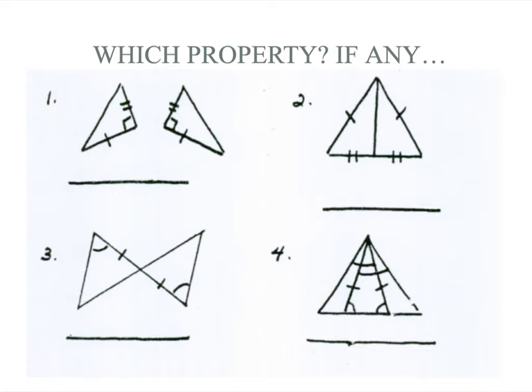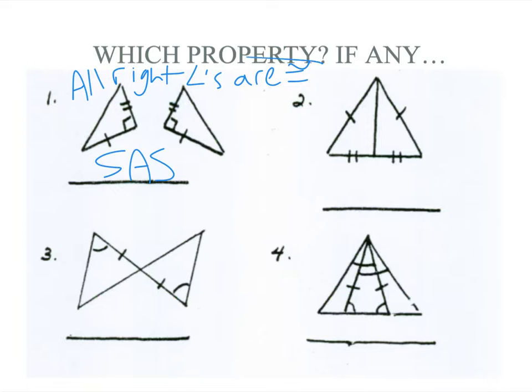And one thing we do know is all right angles are congruent. So those are congruent angles right there. So this would be a side-angle-side situation. You may want to write this down as well. All right angles are congruent. Excellent. If they're right angles, they've got to be congruent because they're 90 degrees.